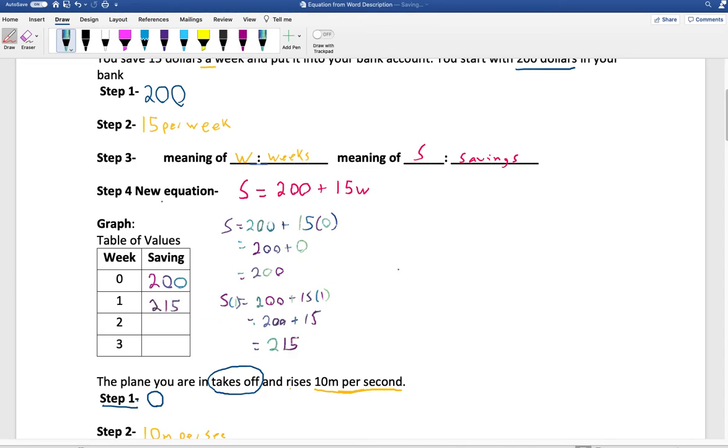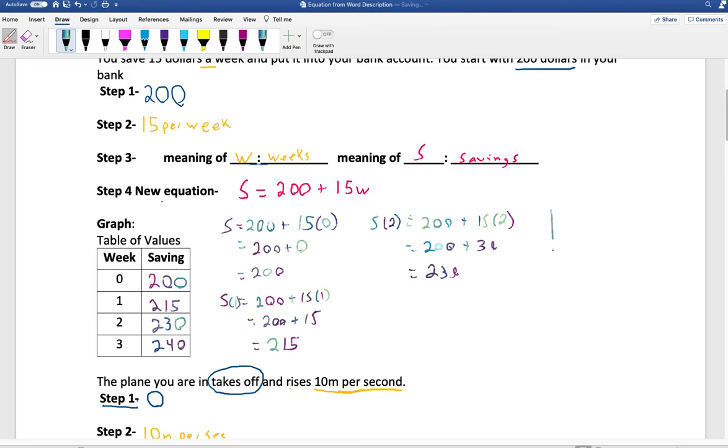215. Then I repeat again. So we're going to go for 2 now. Equals 200 plus 15 times 2. That equals 200 plus 30. I'm never writing this pen again. And we get 230. If you look at your pattern, next one's going to be 240.